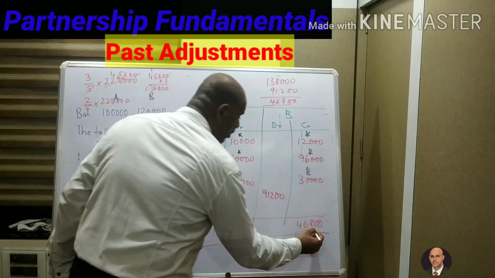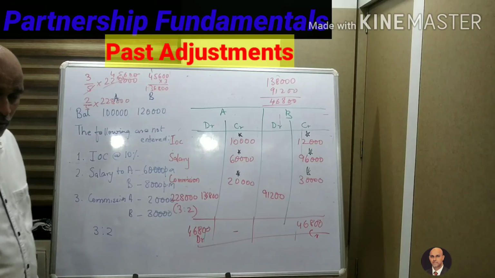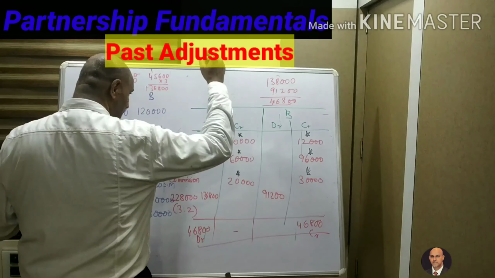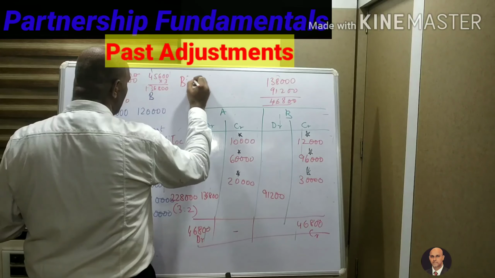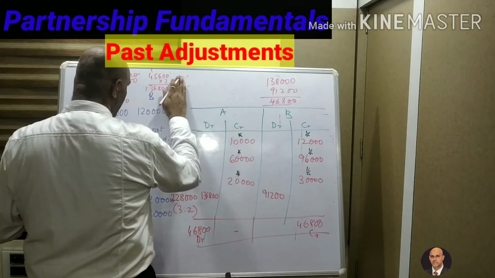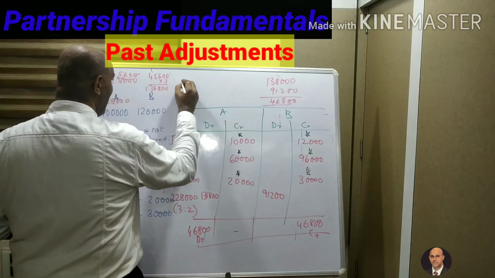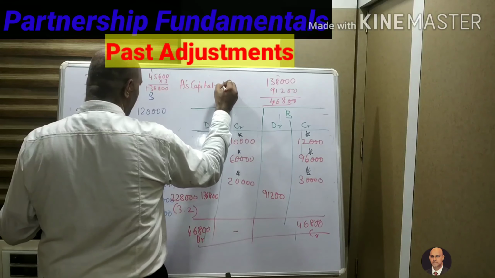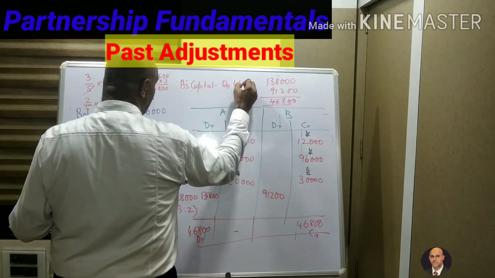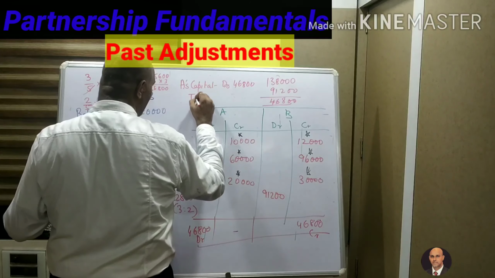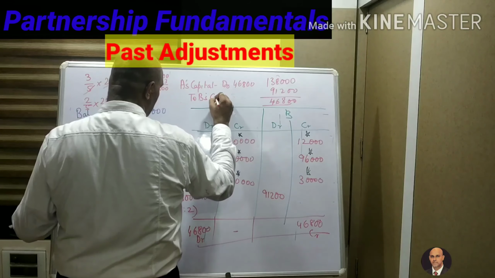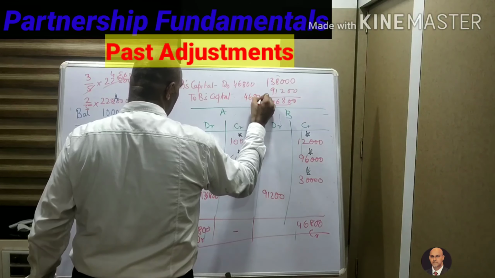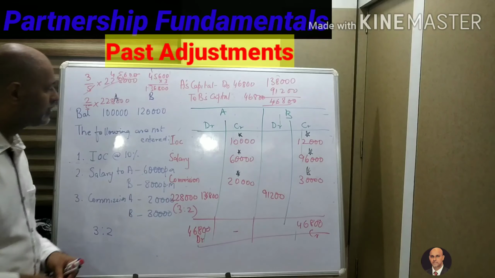So what is the adjusting entry? The adjusting entry is A's capital account debit by 46,800 to B's capital account, same amount, 46,800. So this was the adjusting entry for you.